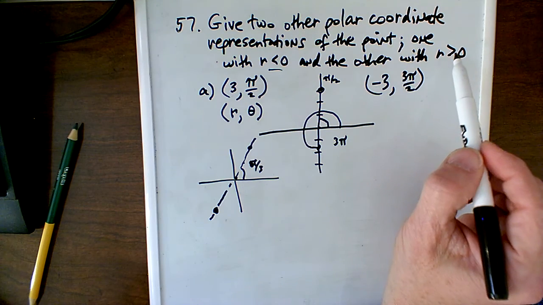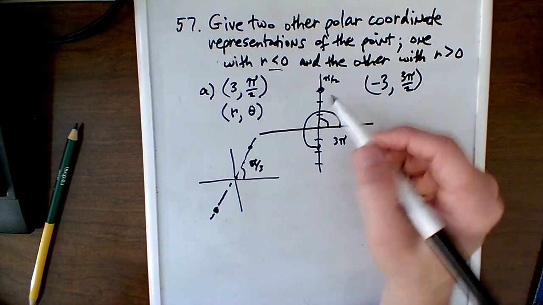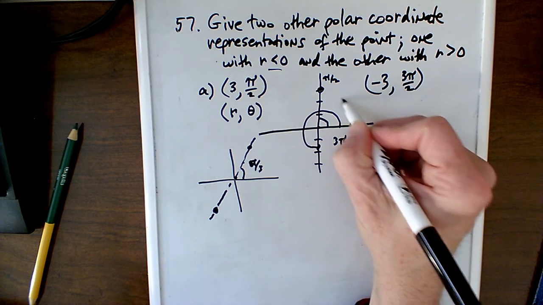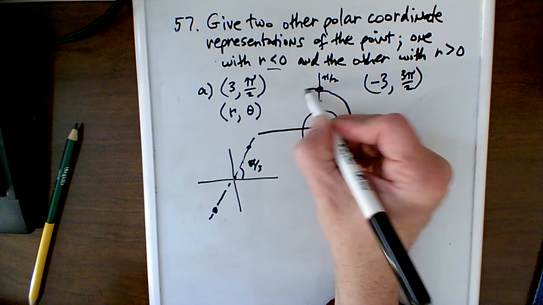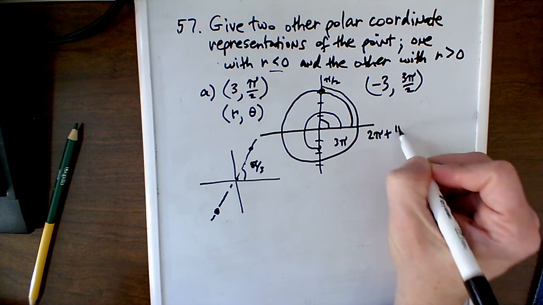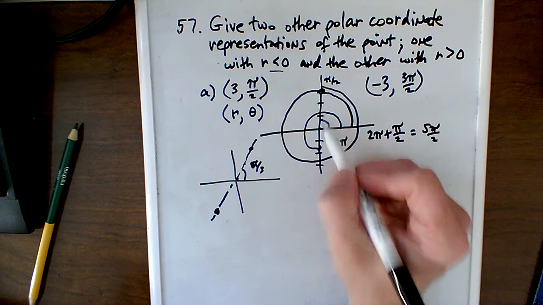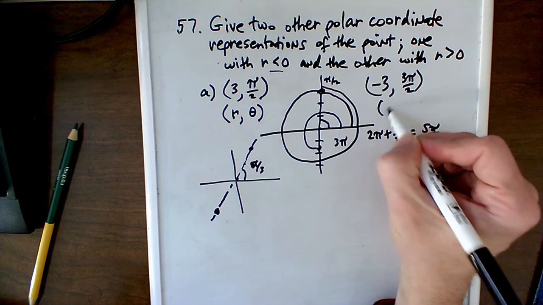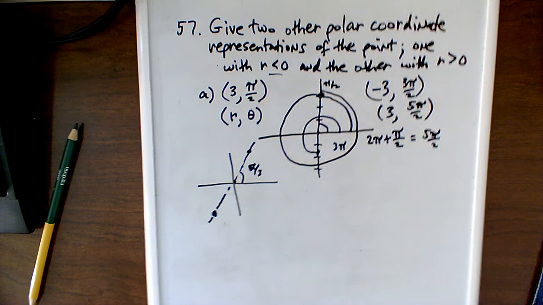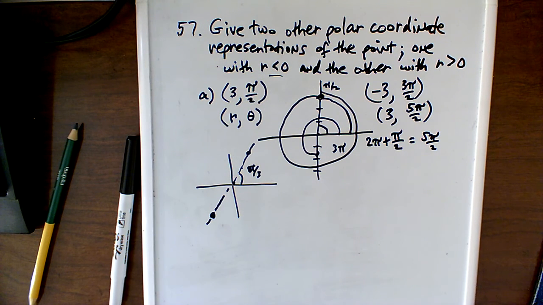Now they want another one with r greater than 0. So basically we would have to go around another time. So what does that mean? Well, if we're going around this way, that's pi over 2. If I go around another 2 pi and come back to there, then that is 2 pi plus pi over 2, which is 5 pi over 2. So 5 pi over 2 would still have a positive 3, so it would be 3 and 5 pi over 2. And that's my two representations of the same point. Okay? Let's do another example.